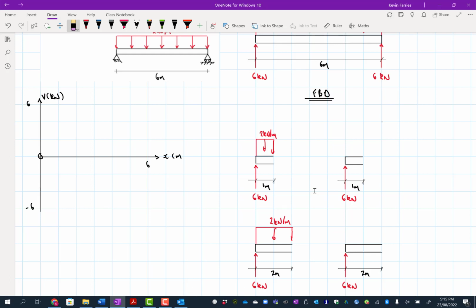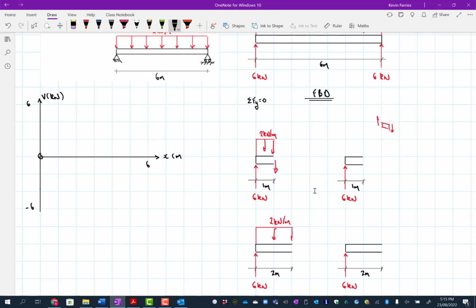And so when we're drawing on that shear, we're always thinking about what is positive shear. Well, positive shear is when it deforms the beam this way. So it's up on the left, down on the right, and so our shear is going down the way like that. Then we're using the usual rules.